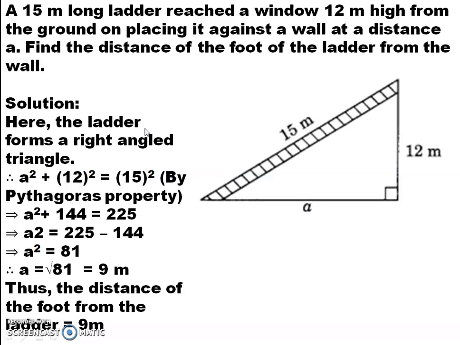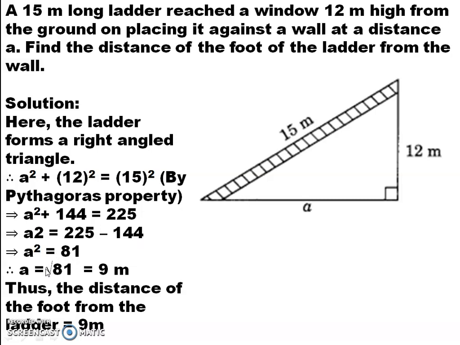So I am taking this to the right side. So 15 square minus 12 square. What is 15 square? 15 into 15, 225. 12 square is 12 into 12, 144. Minus it. This is a square, children. So 225 minus 144. The answer is 81.